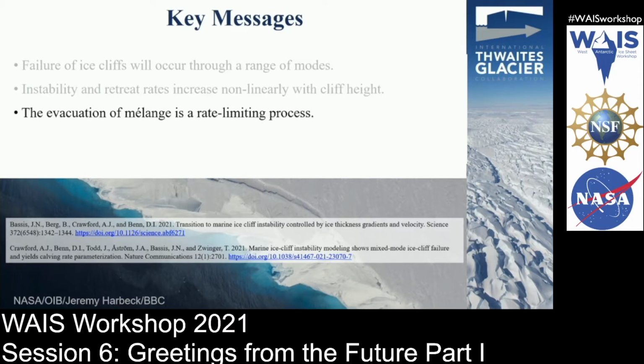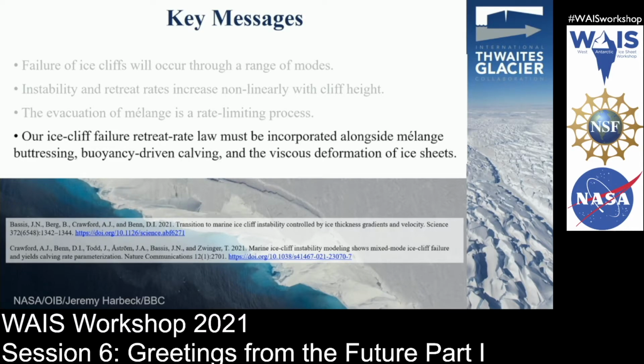The evacuation or buildup of melange will be a rate-limiting process on retreat via ice cliff failure. And the conservative ice cliff failure retreat rate law that we provide needs to be incorporated in ice sheet models alongside other processes, especially melange production and evacuation.